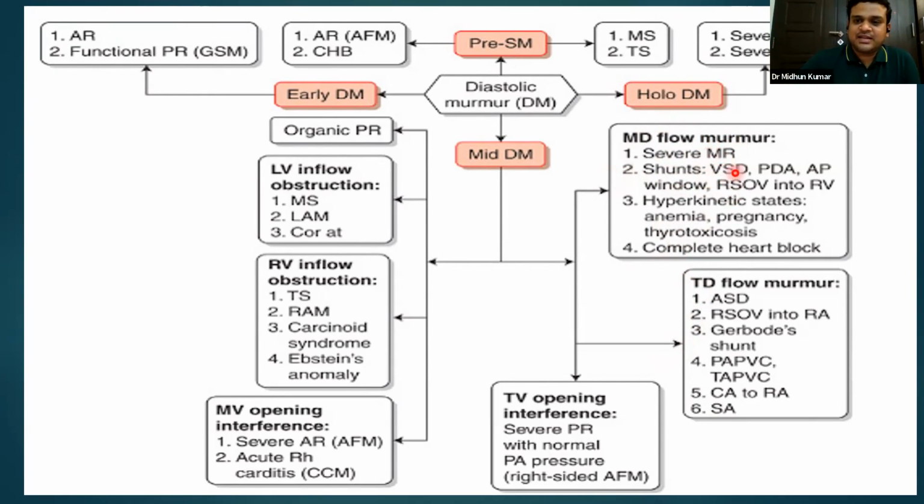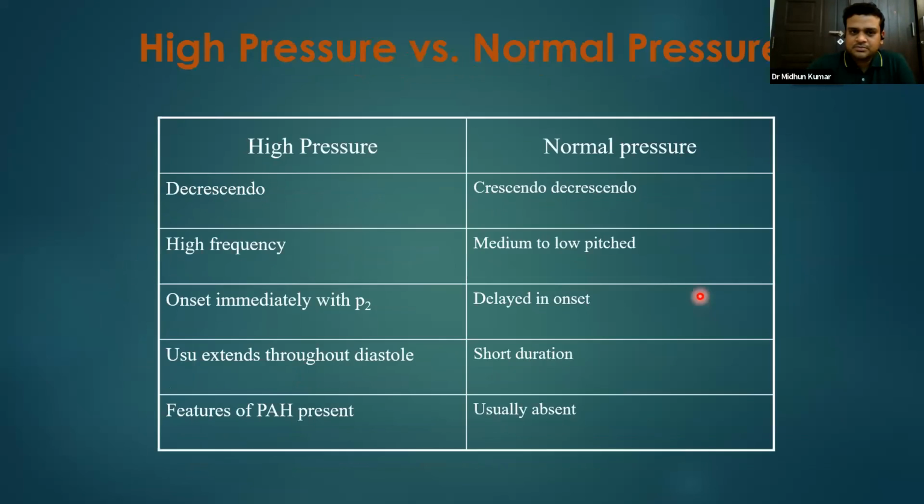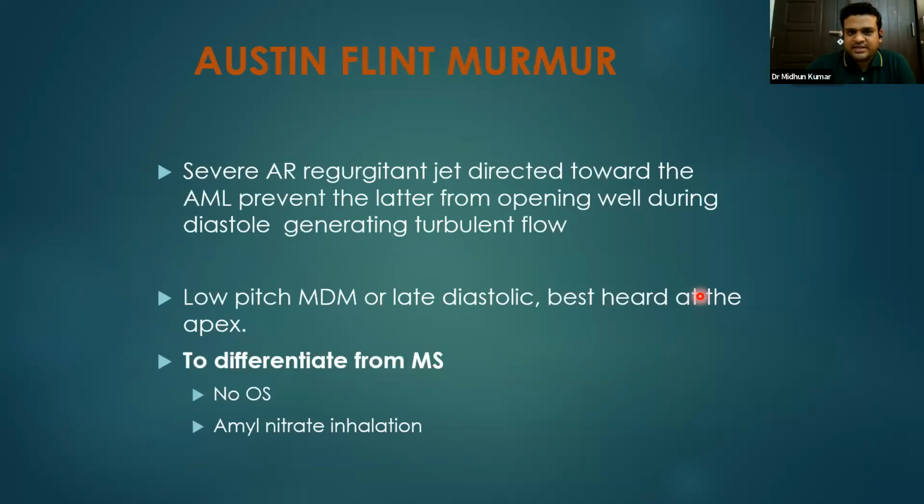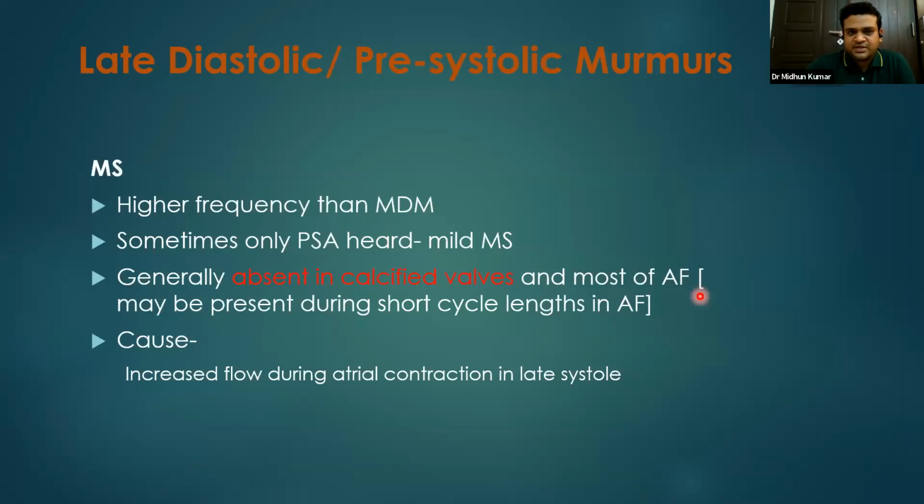In the condition of severe MR, there will be a pansystolic murmur, and also an associated mid-diastolic murmur, but that mid-diastolic murmur is not due to mitral stenosis, it is due to increased flow across the mitral valve. Any hyperkinetic states or any right-sided increased flow murmur like ASD is going to produce a flow murmur. These finer things you can read in your textbooks. I'm not going into the specifics of this.